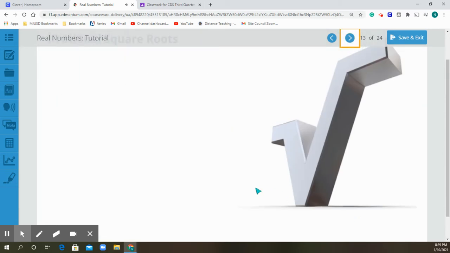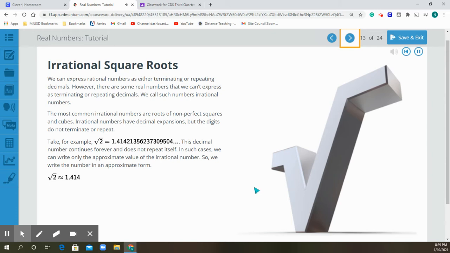Irrational square roots. We can express rational numbers as either terminating or repeating decimals. However, there are some real numbers that we can't express as terminating or repeating decimals. We call such numbers irrational numbers. The most common irrational numbers are roots of non-perfect squares and cubes. Irrational numbers have decimal expansions, but the digits do not terminate or repeat.